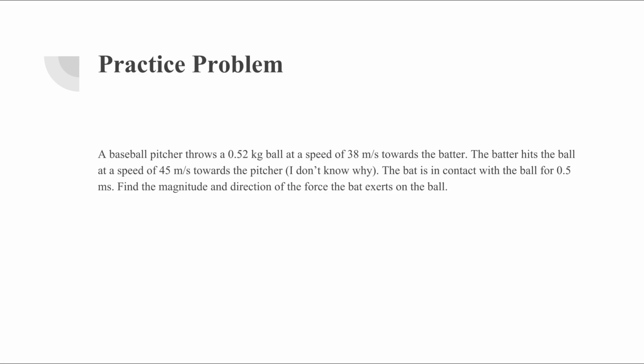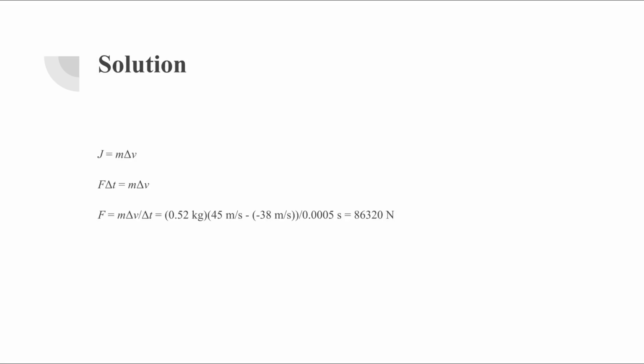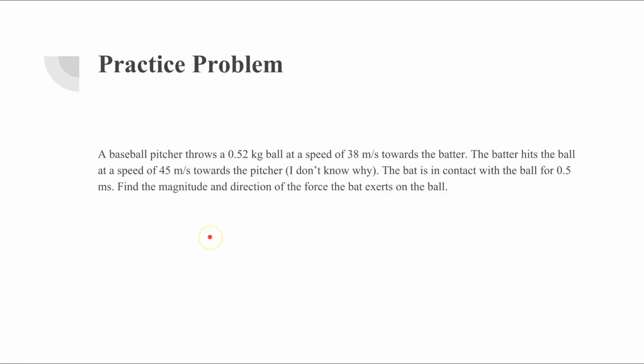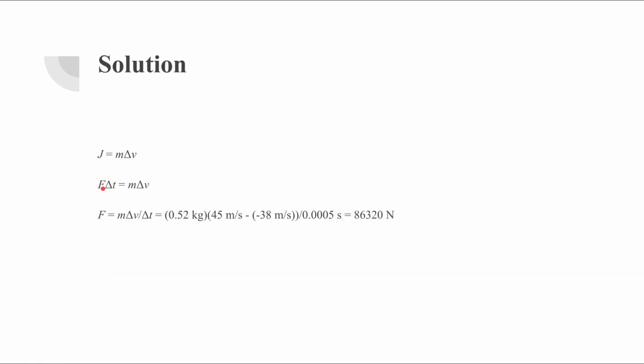So that's what that m means, milli, a 1,000th of a second, milliseconds. Find the magnitude and direction of the force the bat exerts on the ball. So you can use one of our formulas right here, m delta v, which is mass times change in velocity. You can also substitute F delta t for J as well, this last formula. So F delta t equals m delta v. You just divide by delta t to find F, and you get m delta v over delta t.